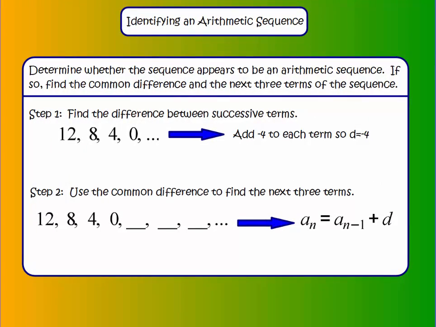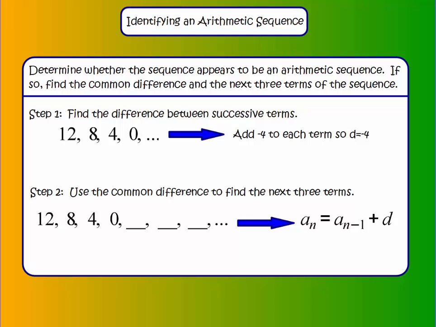Okay, how do we identify if a sequence is an arithmetic sequence or not? I guess that's the first thing we really need to know. If it's not an arithmetic sequence, then that previous equation isn't going to do us any good. So we're going to determine whether the sequence appears to be an arithmetic sequence. And if it is, we'll find the common difference and the next three terms of the sequence.